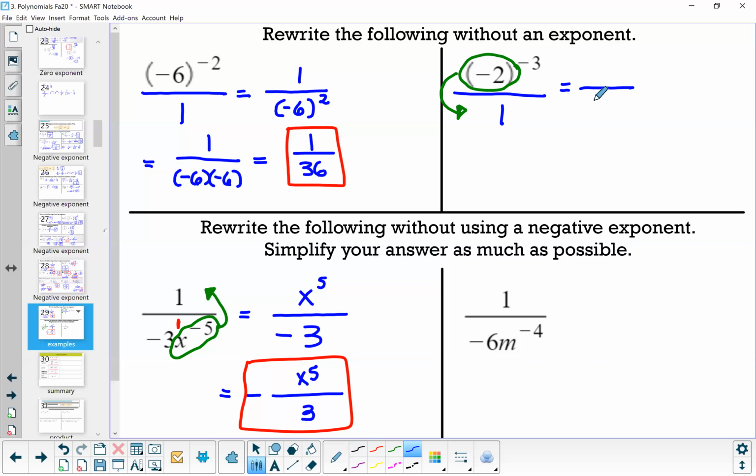So that means in the denominator, I have -2. And now I'm raising it to a positive exponent, which is 3. In the numerator, I still have a 1. Okay, now my problem is written with a positive exponent. I can now evaluate. So cubing -2 is the same as saying 1 over, then we have -2 times -2 times -2. So that's equal to 1 over -8. I can also write this as -1/8.